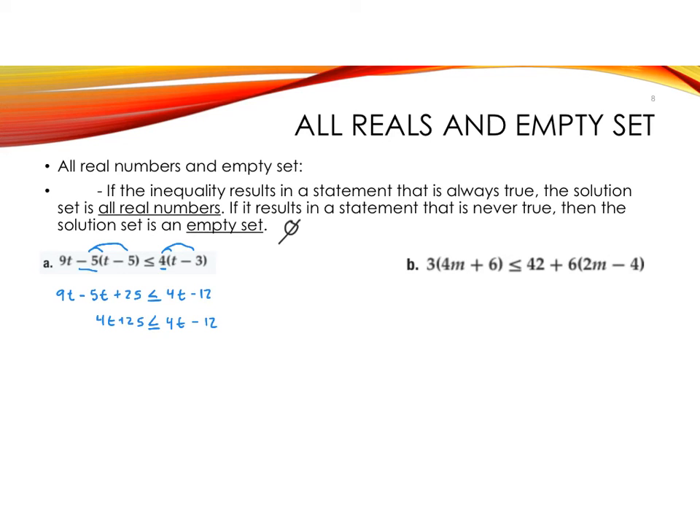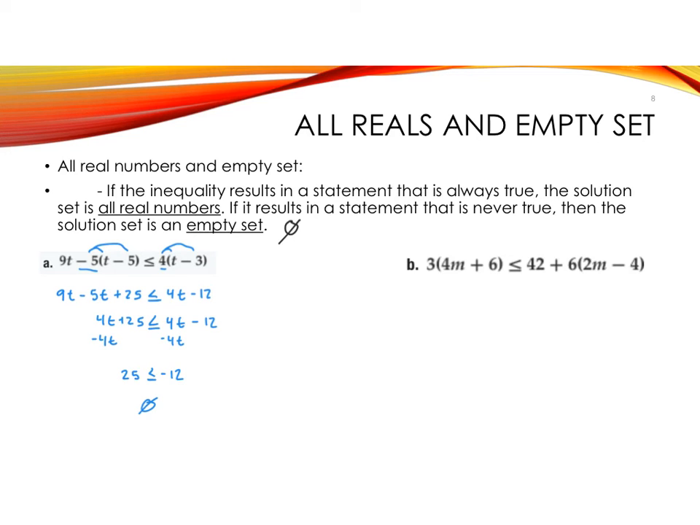You may be already able to see where this is going from here, but I'm going to finish it off anyway. So I have subtract 4t from both sides, and I have 25 is less than or equal to -12. And this is obviously not true. 25 is not less than or equal to -12. Therefore, we have an empty set.